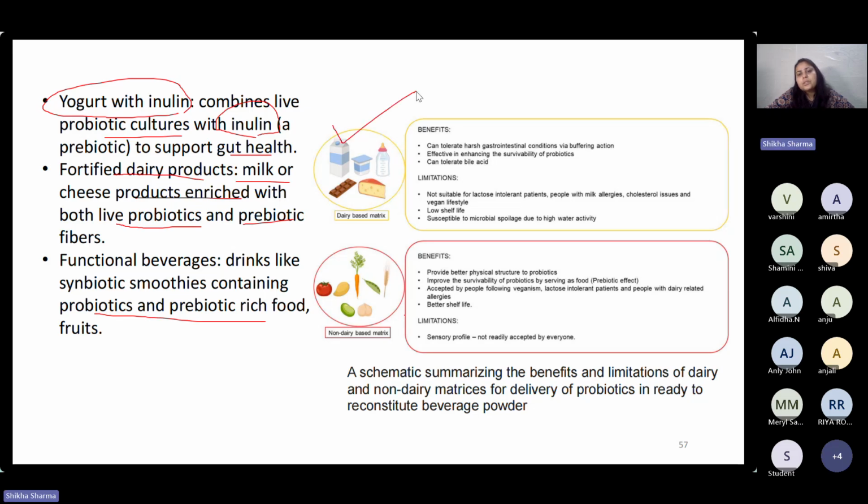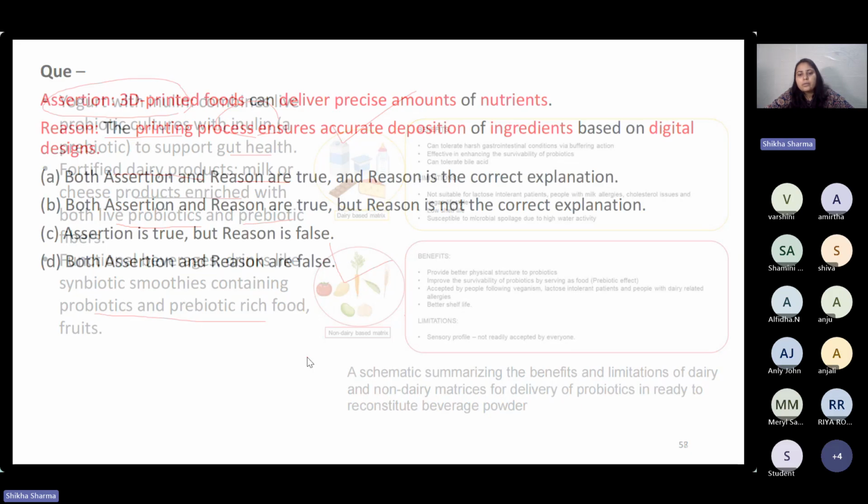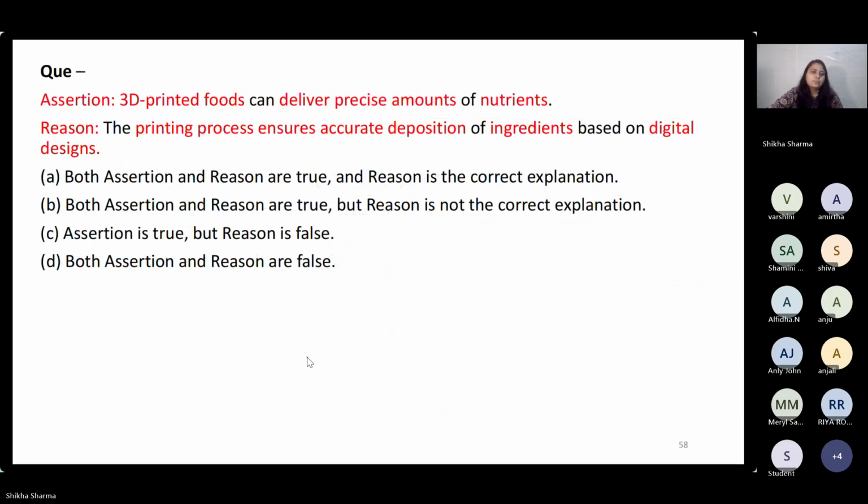And if you are using the dairy based matrix, some people may have indigestion towards milk, so it cannot be effective for those people. So the non-dairy based matrix can be used by those people who have an allergy to milk, so they can go for non-dairy based matrices for symbiotic food products.